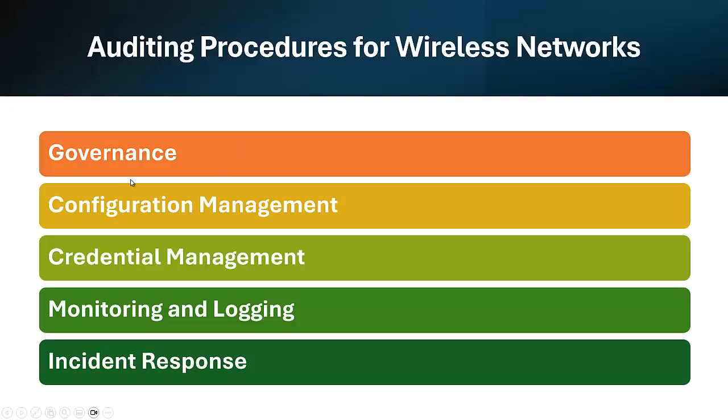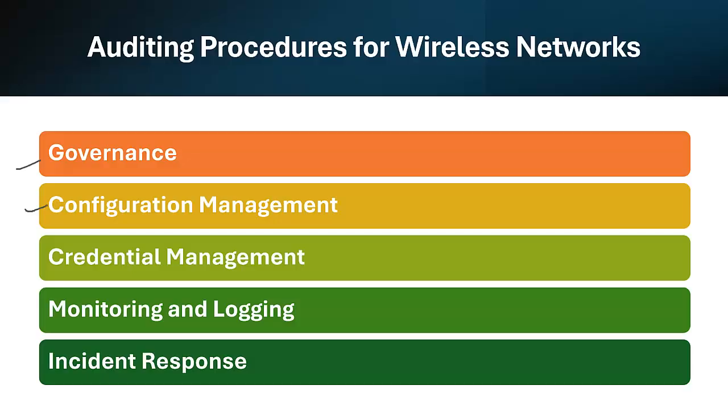Now the question is how to audit the wireless. First we have to check the governance section. For governance, we verify the policy and procedure. Do they have a policy and procedure for wireless usage and security? That's something we can look for. We also check if the organization's security framework includes the wireless technology.